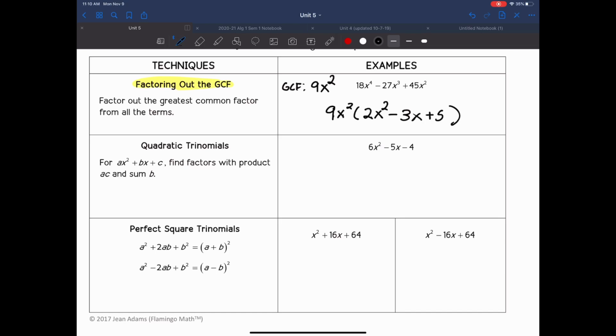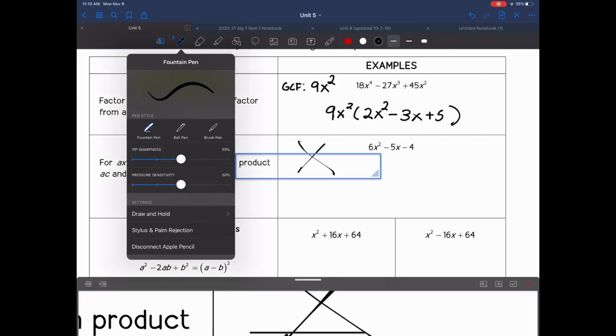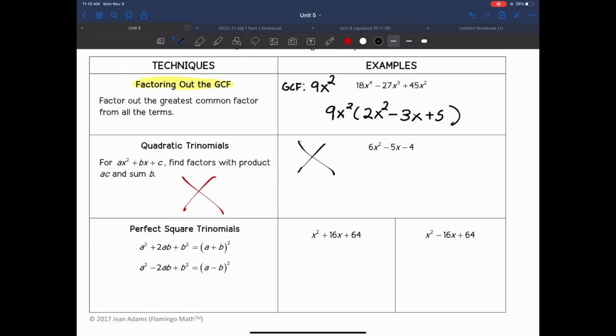All right. Now, the second thing we can do when we're factoring is we can use quadratic trinomials, or in other words, we can use the factor diamond. So if we have ax squared plus bx plus c, we can find the factors with the product a times c and the sum of b. So let's go ahead and use our factor diamond here because we have 6x squared minus 5x minus 4. Well, I know that the top of the diamond is going to be a times c, or 6 times negative 4. That's going to give me negative 24 on the top, a times c. And on the bottom, I'm going to put b, or negative 5.